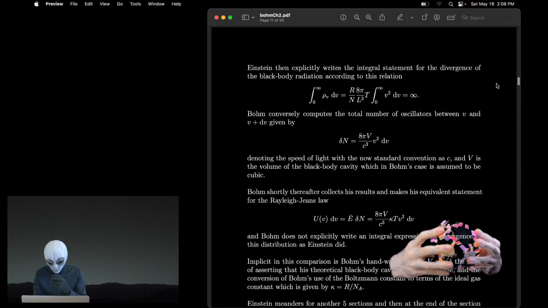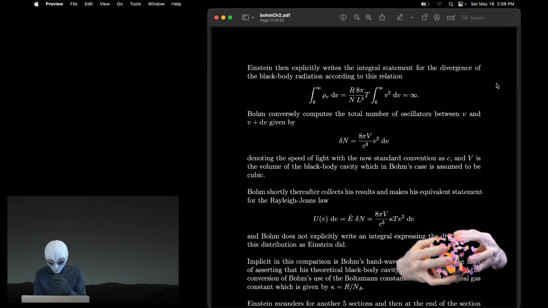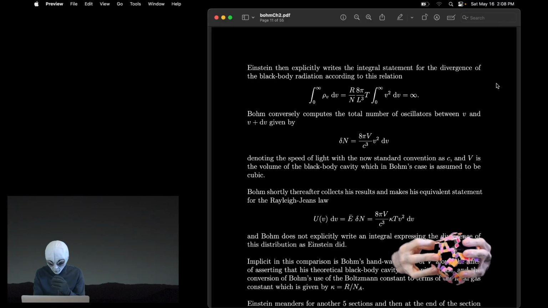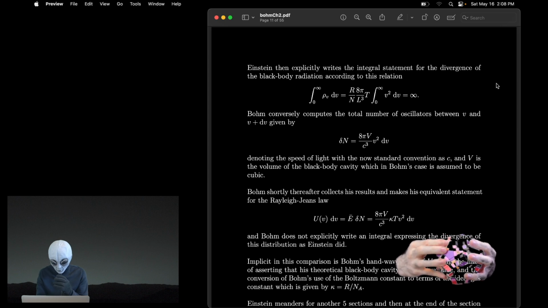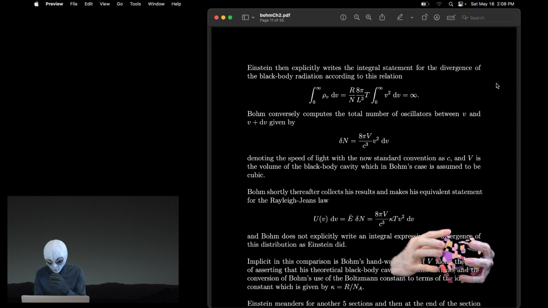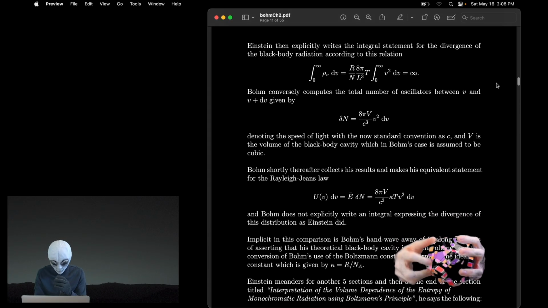Einstein then explicitly writes the integral statement for the divergence of the black body radiation according to this relation. The integral from 0 to infinity of rho sub v dv equals capital R over capital N, then times 8 pi over capital L cubed, then times capital T, then times the integral from 0 to infinity of lowercase v squared dv equals infinity, or diverges.